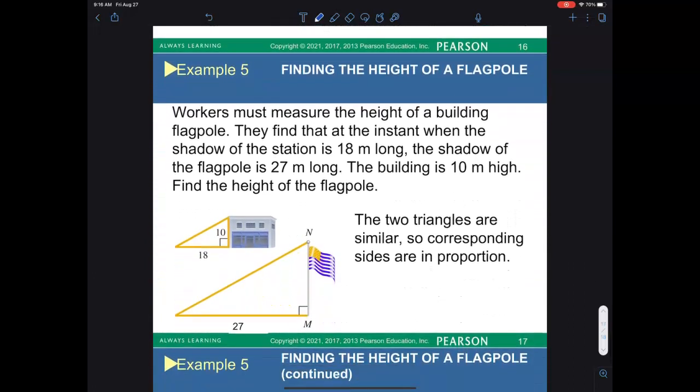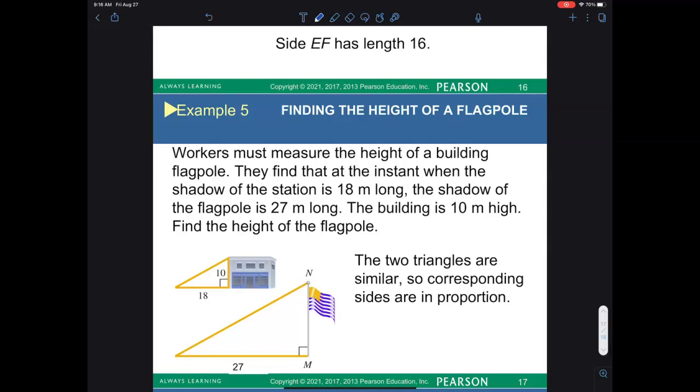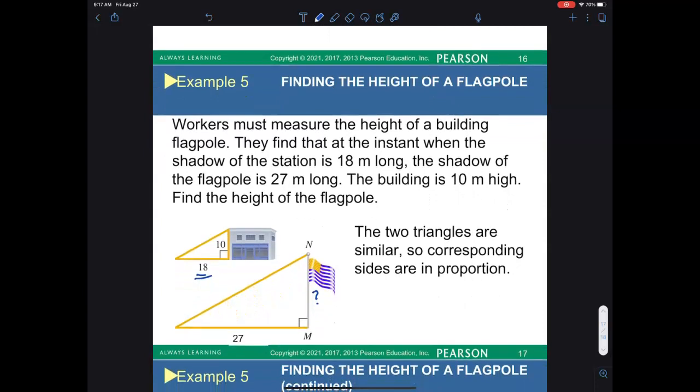Okay, so let's finish with this final example here, which is similar triangles in a described real-world situation. It says, workers must measure the height of a building, flagpole. So here's the building flagpole, so I'm going to put a little question mark here because we don't know what that is. They find that at the instant when the shadow from the building is 18 meters, at that same point in time, the shadow from the flagpole that we don't know the height of is 27 meters. And so as we can see, these are the bottoms of these two triangles. 18 is the shadow of the building, and 27 is the shadow of the flagpole.